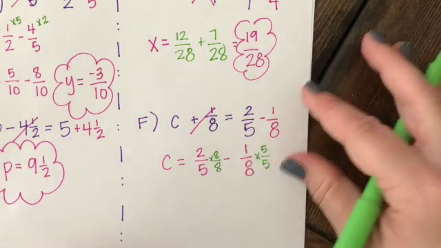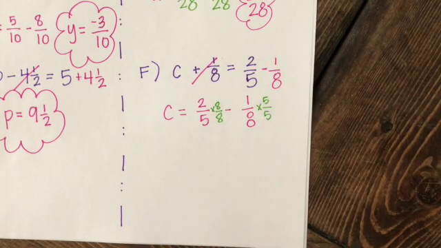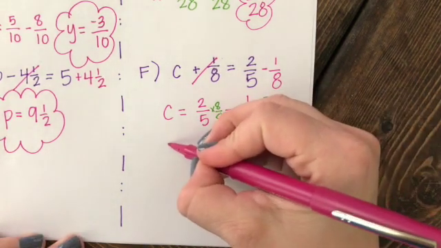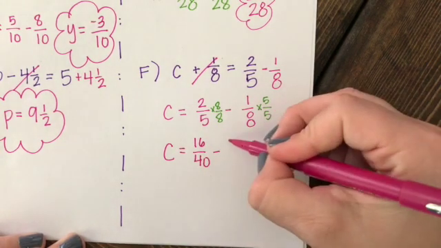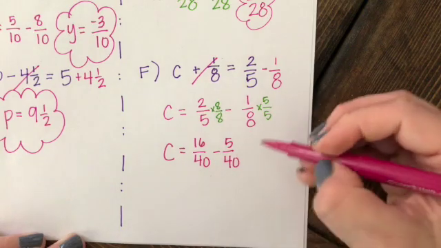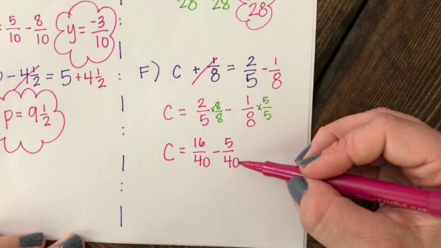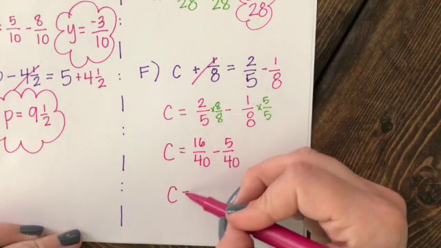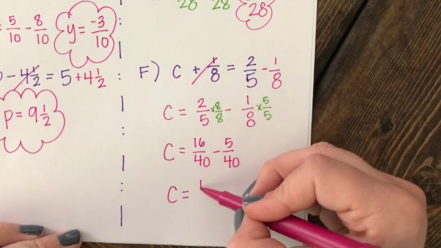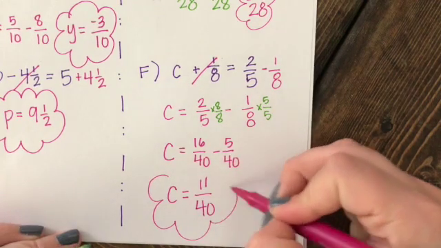So let's look at it. What's 8 divided by 8? It's 1, right? And any number times 1 stays the number. So I'm not changing my fraction. I'm just writing it in an equivalent form. So I get C equals 16 over 40 minus 5 over 40. So 5 over 40 and 1/8 are the exact same amount. All we're doing is writing it in a different way so that these two have a denominator that matches. So now 16 minus 5 is 11 over 40. This is in simplest form, and so that's my answer.